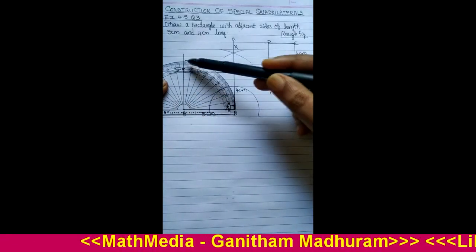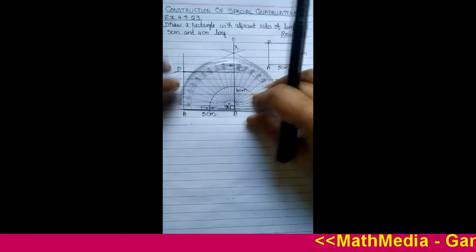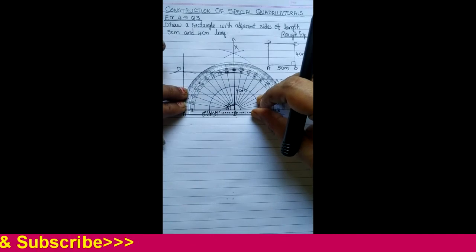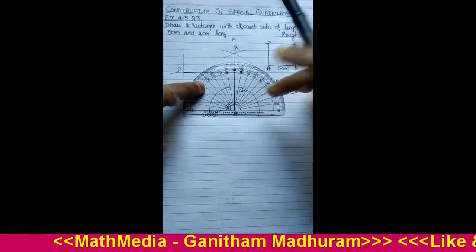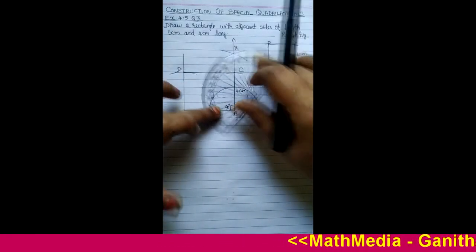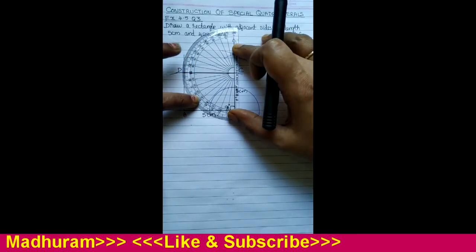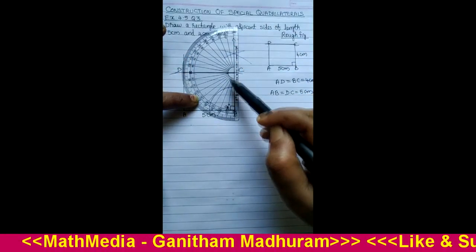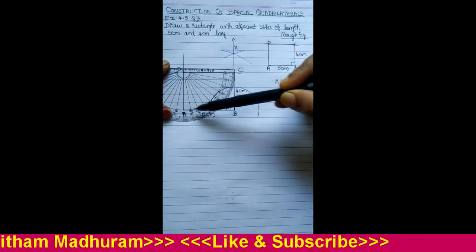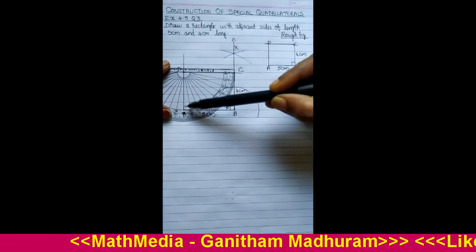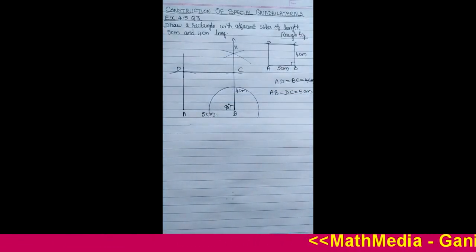Angle A, you can see that it is 90 degrees. Angle B we constructed, that also we can verify by using the protractor. So that also exactly matches 90 degrees. Now you can see angle C, that is also exactly matching 90 degrees. Now we can see the measure of angle D, that is also exactly 90 degrees. So the construction is perfect.